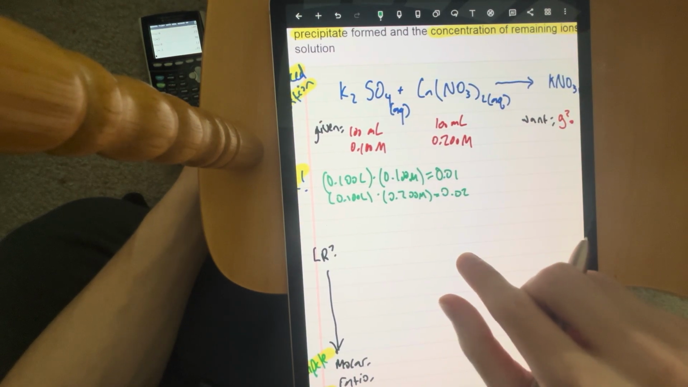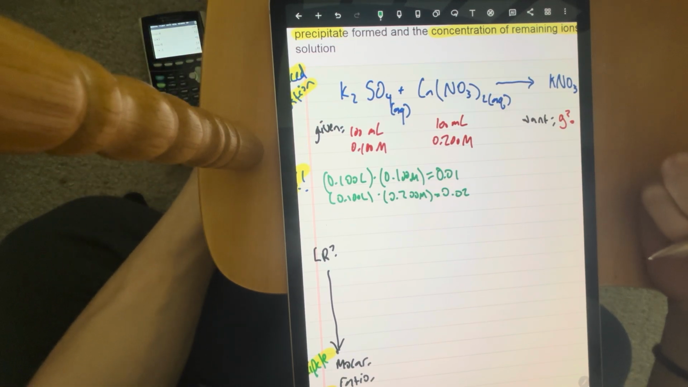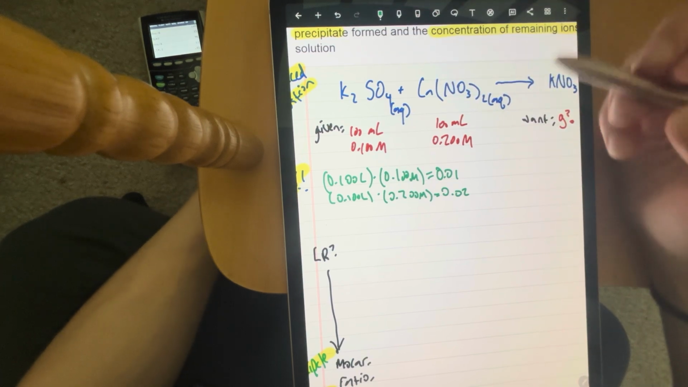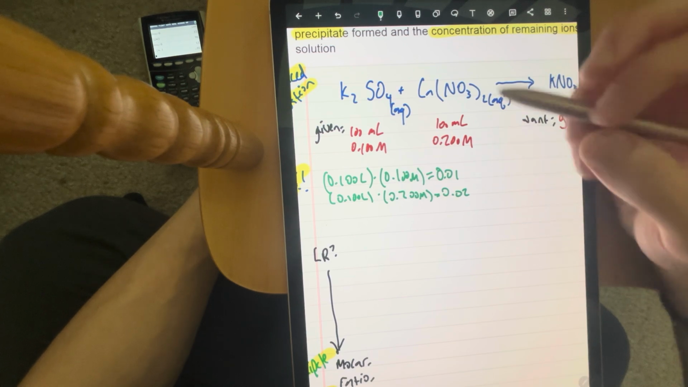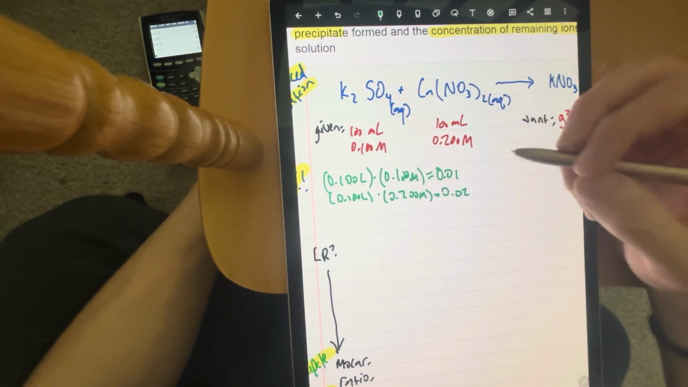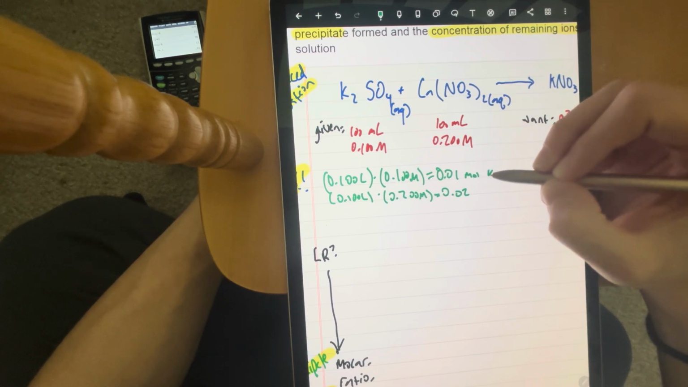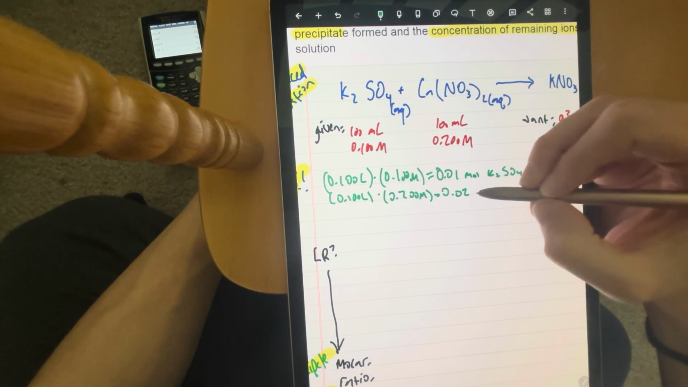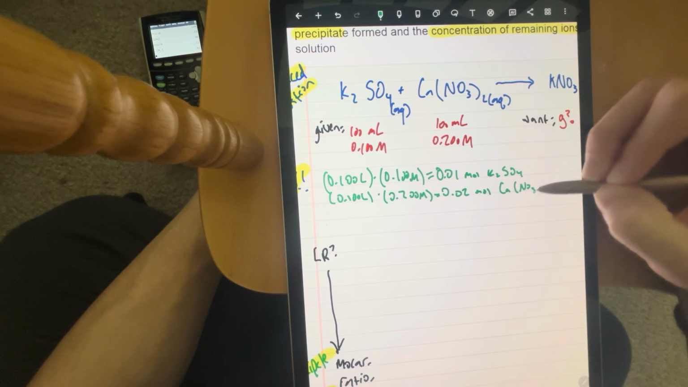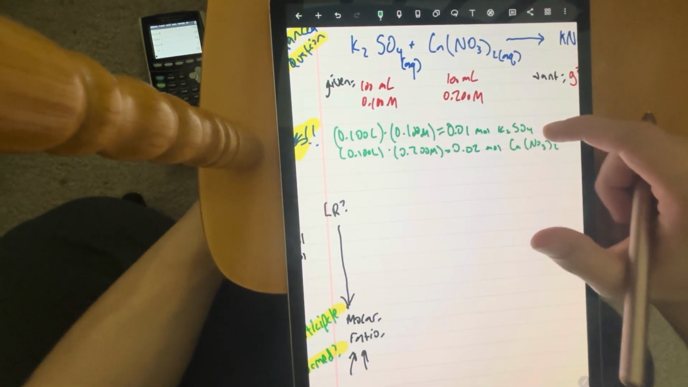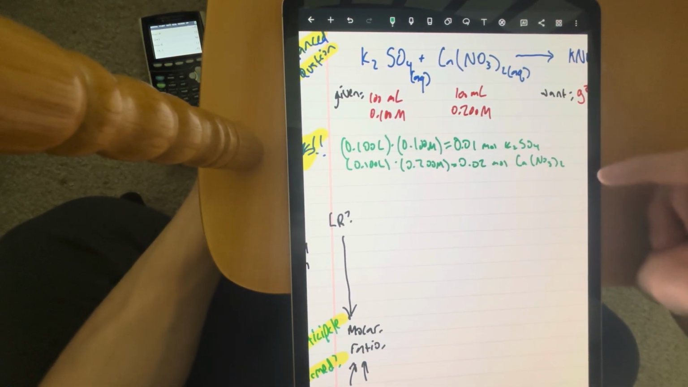All right. I kind of forgot to do it just now, but it's very important that you label them. So this is going to be K2SO4. The answer is gonna be moles. So M over L. Duh. M times L. So moles of K2SO4. This is gonna be moles of Ca(NO3)2. All right, so now that we got our moles, we need to answer a question. That question is, which one of these guys is the limiting reactant?